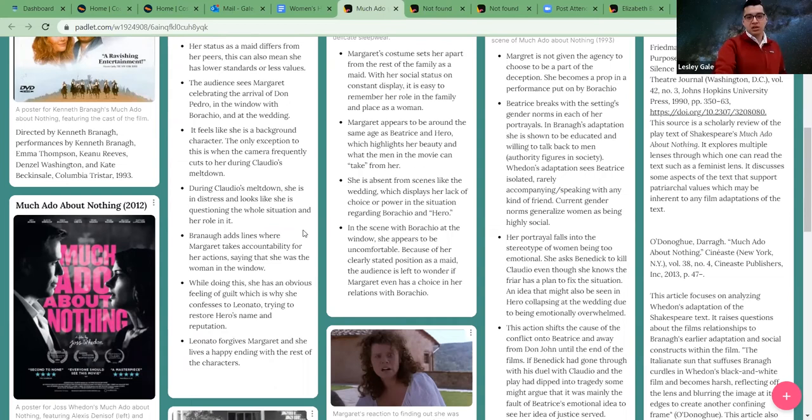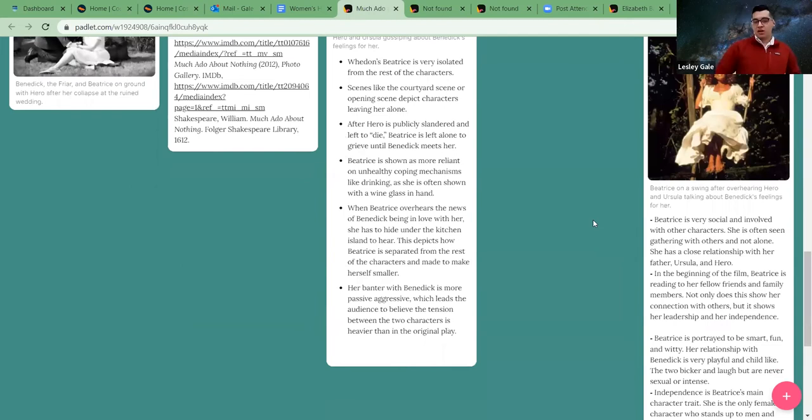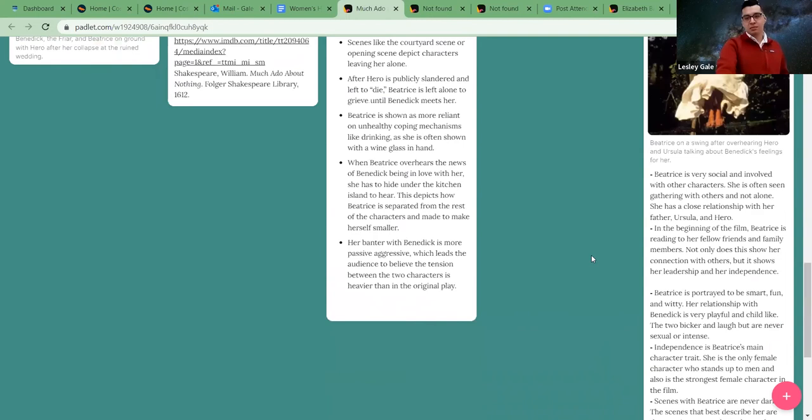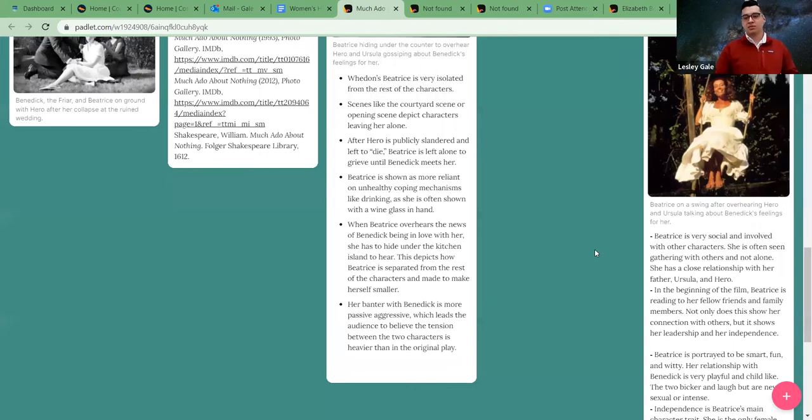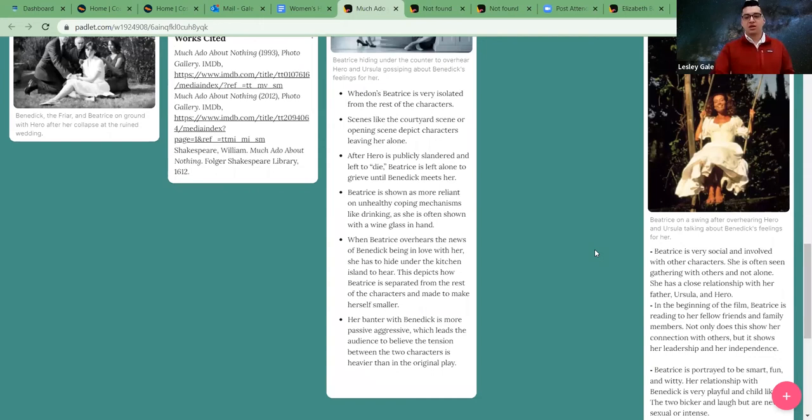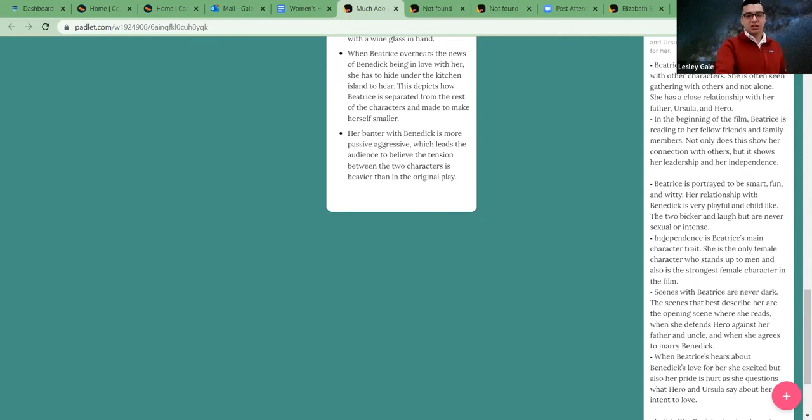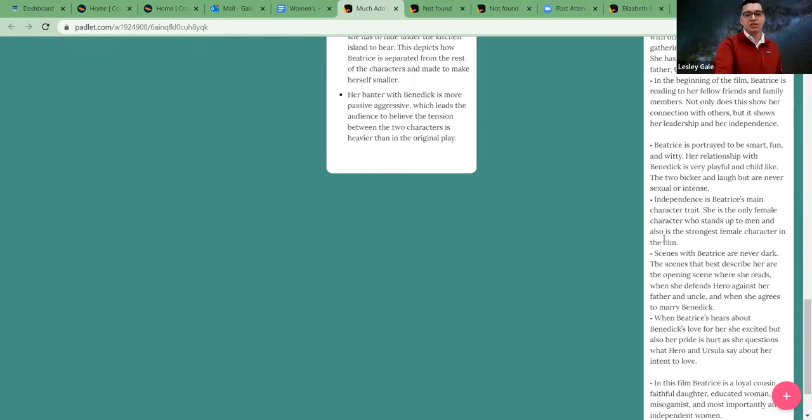And as for Beatrice, here it is. She is a very independent woman in both adaptations, but she's much more so in the Kenneth Branagh version. She's very well known for her wit and her leadership, and she's incredibly intelligent. She has these playful banters with Benedick, who is one of the lead male characters.